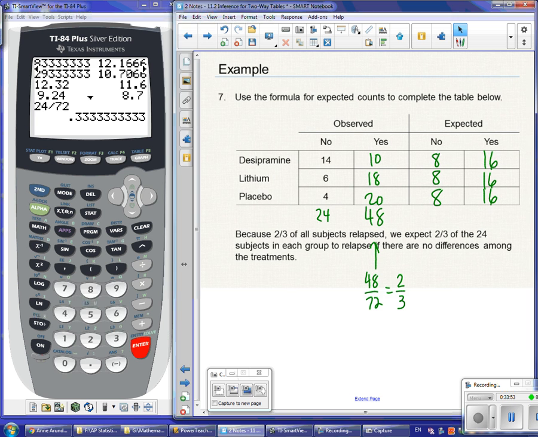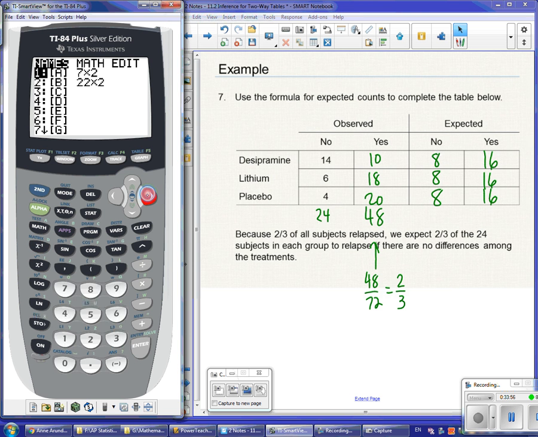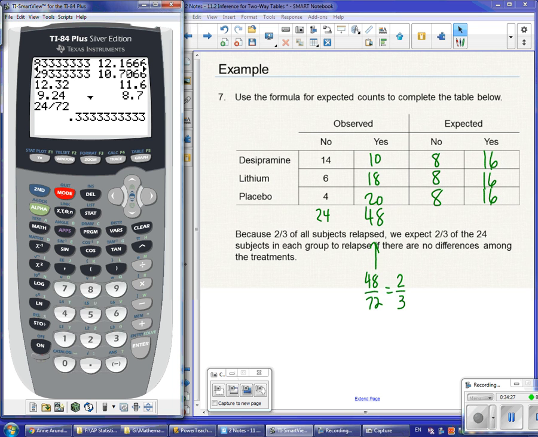So what I'd again want to do is go into my matrix menu. We're going to edit. The number of rows is 3. The number of columns is 2. And remember, you're entering in the observed. So I'm entering in the 14, the 10, the 6, the 18, the 4, and the 20. And I'm going to go ahead and perform the test and then come back and double check that the expected counts are what we expected them to be.